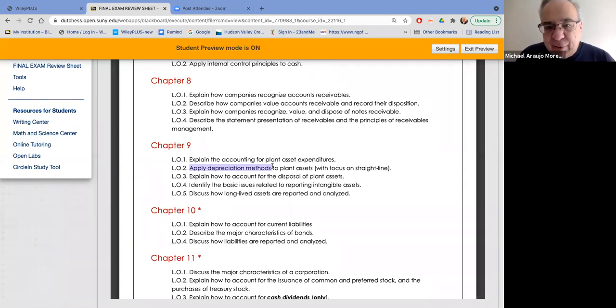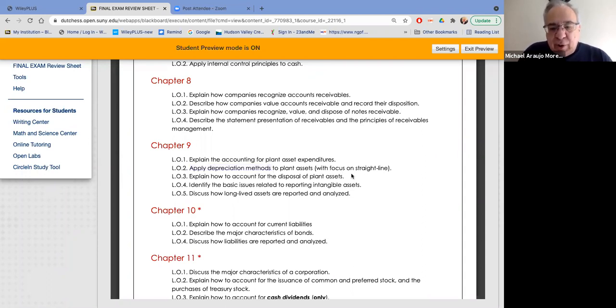You have to know about straight line depreciation. That was the method that is clearly the most used. Over 80% of companies use that. And so you need to understand and be able to apply a straight line depreciation method.